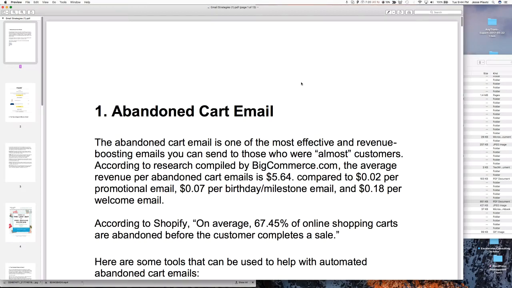So in this marketing lesson for vape shops, I'm going to show you guys the 7 email templates that you should be implementing in your vape shop, whether you have an e-commerce site or if you have a brick and mortar shop, that are going to help you retain your customers and get them coming back for more.